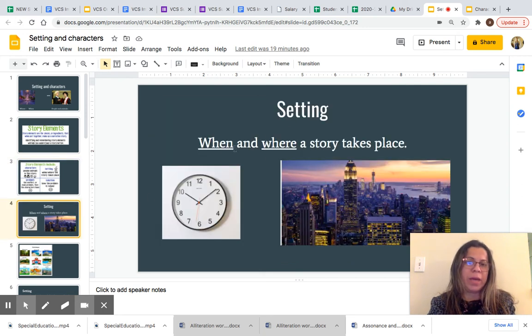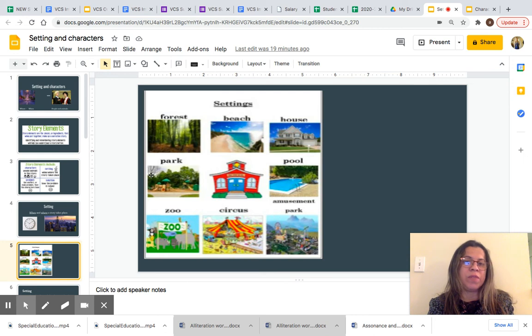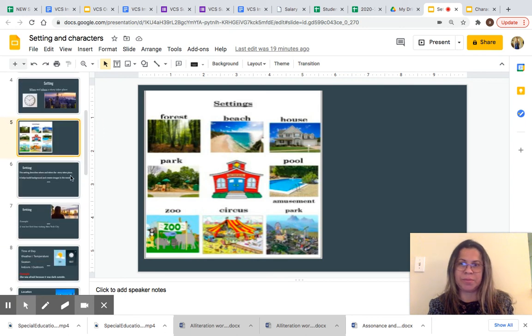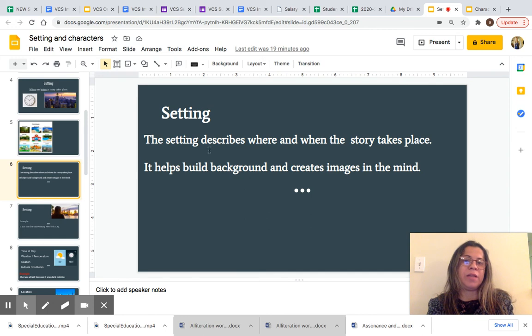Setting, when and where a story takes place. Examples of settings are forest, beach, house, park, pool, zoo, circus, and amusement park. The setting describes where and when the story takes place. It helps build background and creates images in the mind.